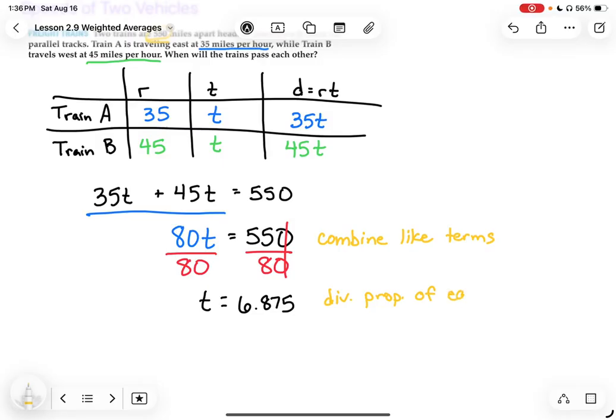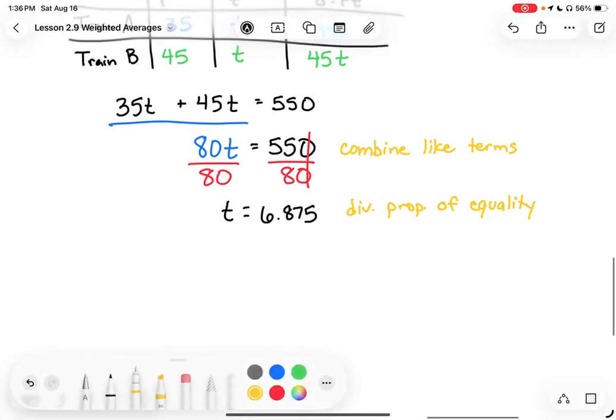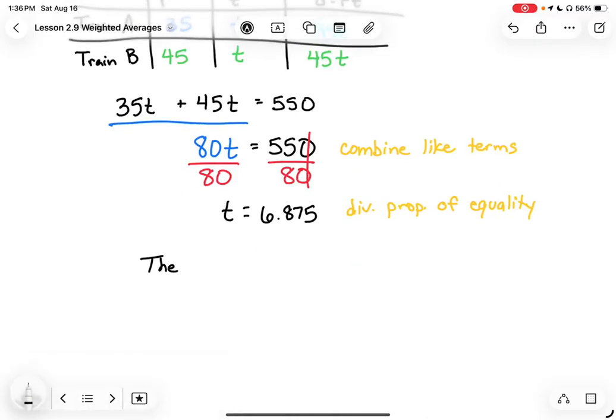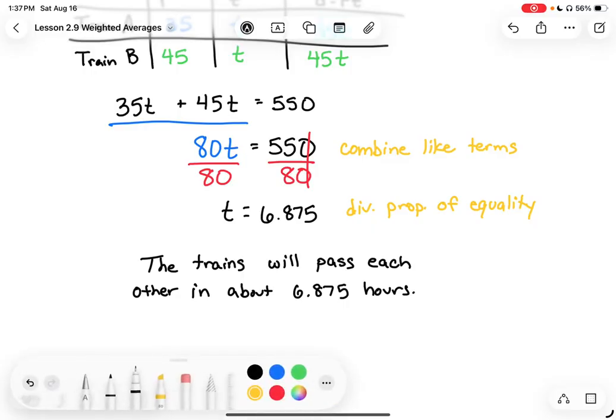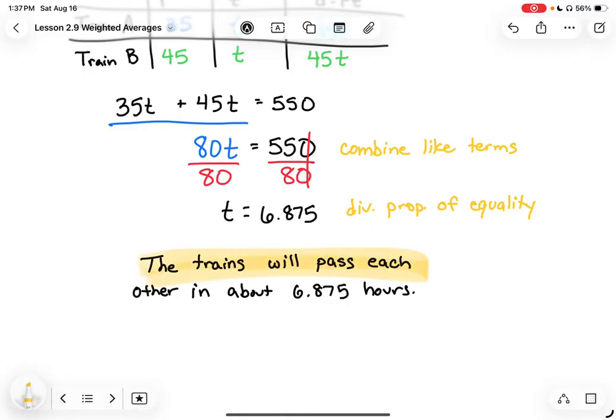So 6.875 is our numerical answer, but that's not our answer in context. So let's do that. The trains will pass each other in about 6.875 hours. Thank goodness they're on parallel tracks.